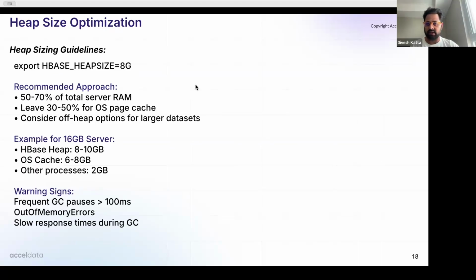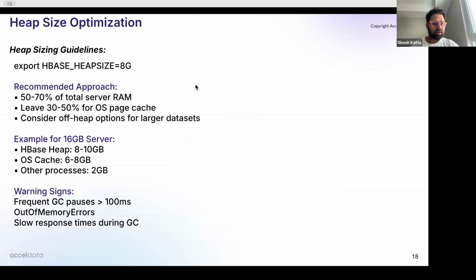If you allocate all your RAM to HBase, you will lose the benefit. The 50 to 70% rule leaves room for the OS to do its job. On a 16 GB server, allocating 8 to 10 GB to HBase and leaving 6 to 8 GB for the OS typically gives you better overall performance.